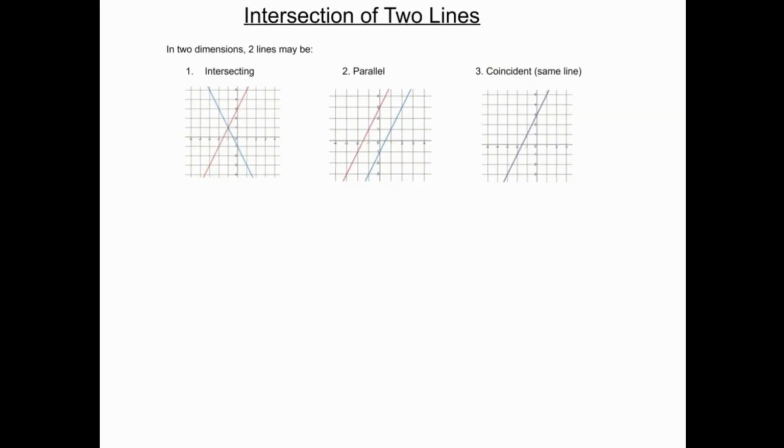So in 2 dimensions, when we have two lines that intersect, there's 3 possibilities. So they could intersect. They're going to cross each other. They're going to have one point in common. And that's what we're looking at here on this first one. So they will have one point in common.